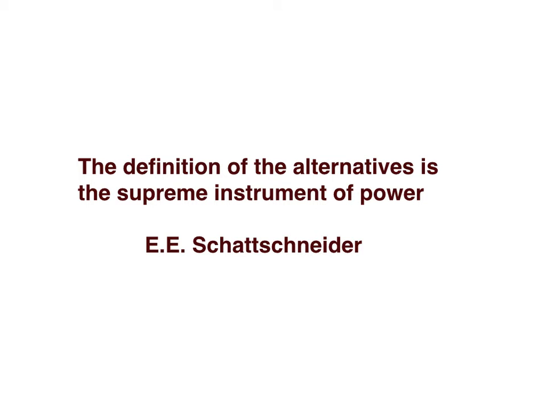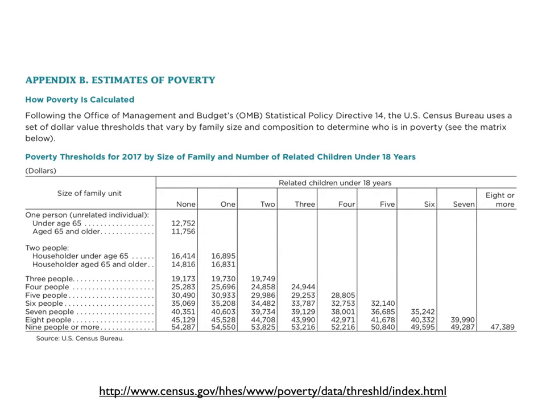Or as political scientist E. Schattschneider put it, as you can see here, the definition of the alternatives is the supreme instrument of power. All right, so let's talk about the official definition.